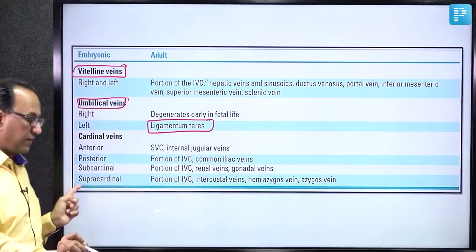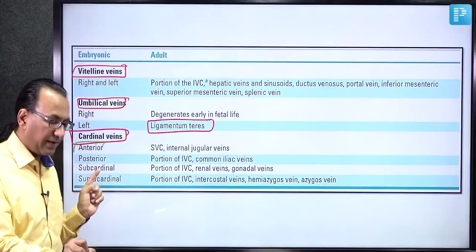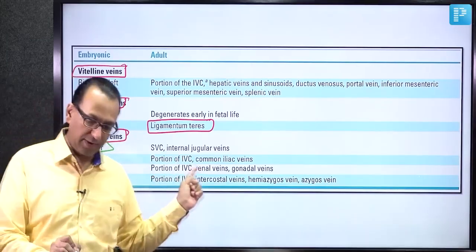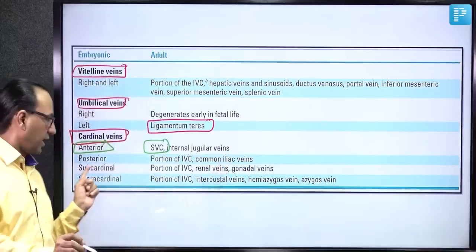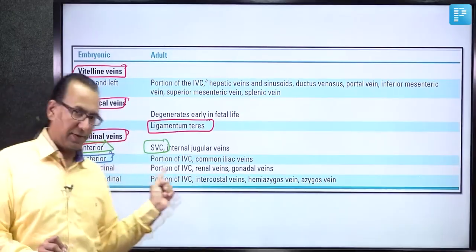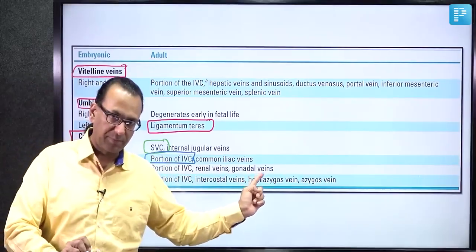Coming to the cardinal veins, we have to remember a few of them. As you will notice, the anterior cardinal vein is contributing to the upper veins of the body, especially the superior vena cava and the neck veins like the internal jugular vein. And the posterior cardinal vein is contributing to the lower body venous drainage, especially a portion of the IVC and the common iliac veins in the pelvis region.